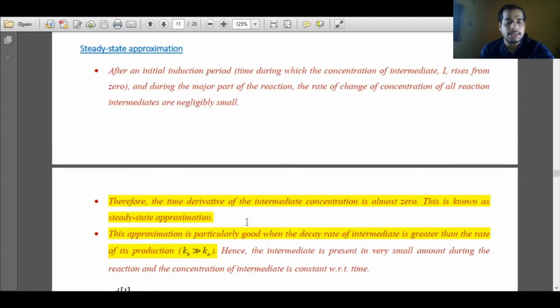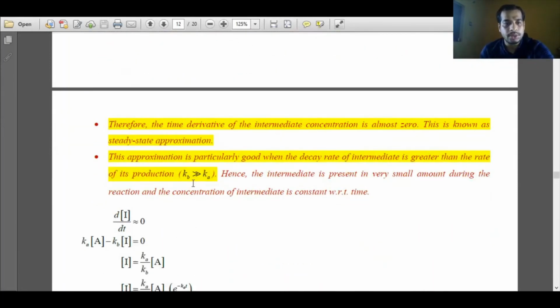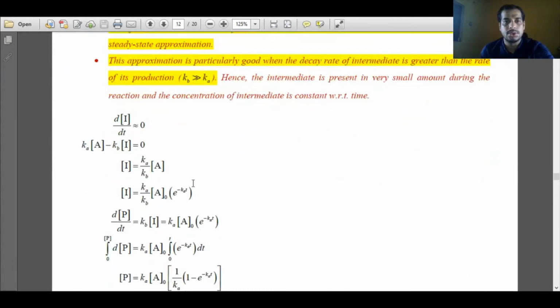Now, to explain in terms of the rate constants, I can say that Kb is much greater than Ka. What does this mean? This means the decay rate of the intermediate is greater than the rate of its production. It means the rate at which the intermediate decays to product is much higher than the rate at which the intermediate is forming. Under such a condition only, the steady state approximation applies. So two things of importance to note under steady state approximation: Kb is greater than Ka, that is, the decay of the intermediate is much higher than its formation.